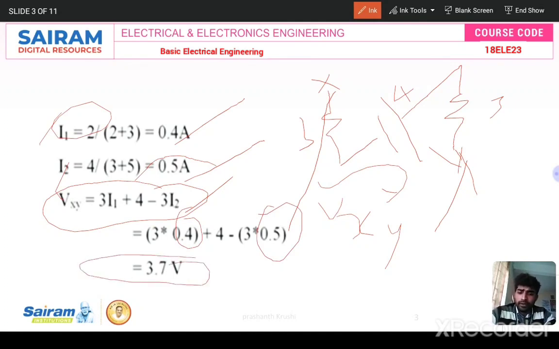Sometimes you will get a negative value if you have taken the opposite direction. You will get minus 3.7. Both answers are the same based on our requirement, but sometimes in the problem they will mention the indication also. At that time you have to get the proper answer. If you are getting a negative in that case, your answer is wrong. If the question does not mention it, then you can definitely take any direction. So likewise you have to solve the problem.